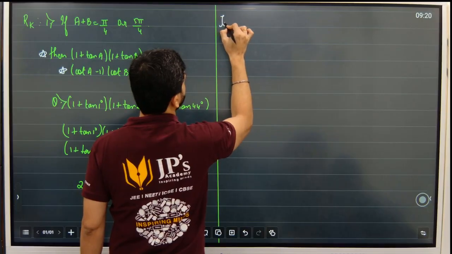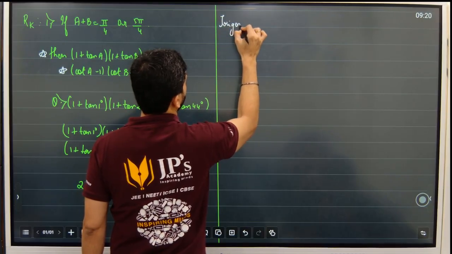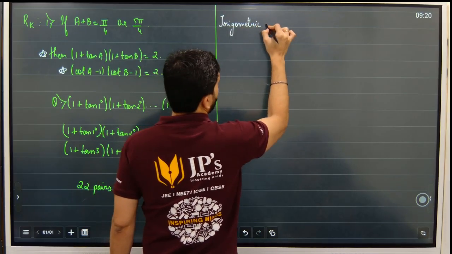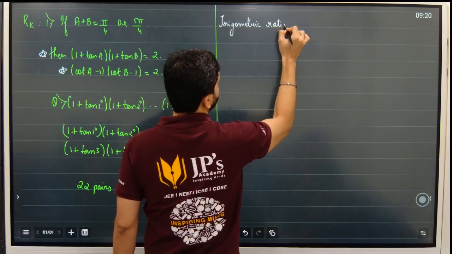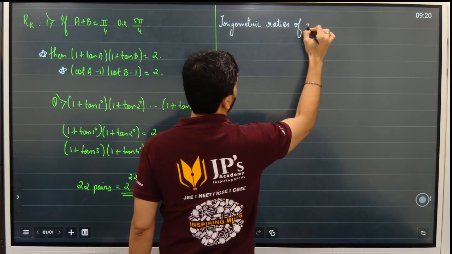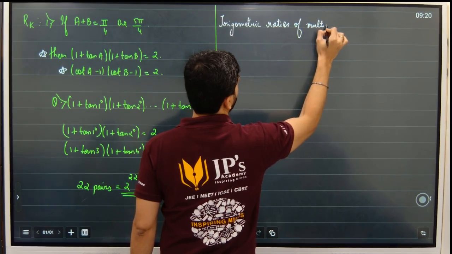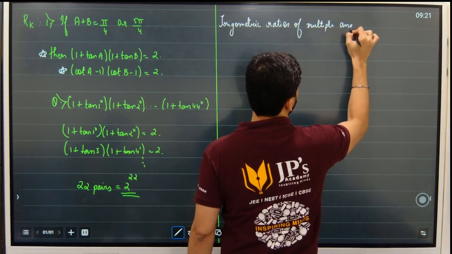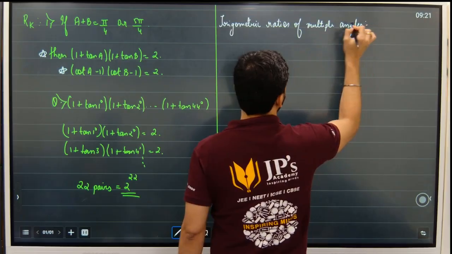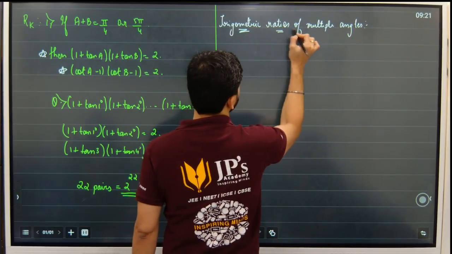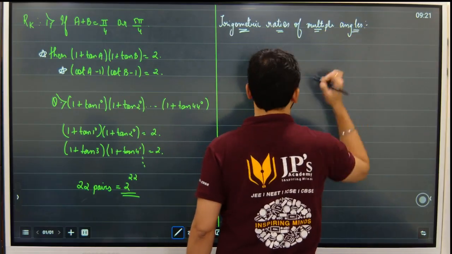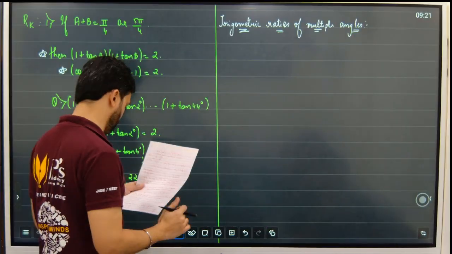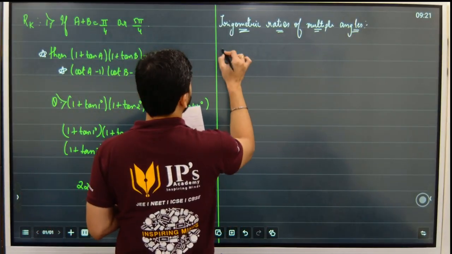Now, the next topic is trigonometric ratios of multiple angles. Trigonometric ratios of multiple angles, basically all half angles. Let's take a question.